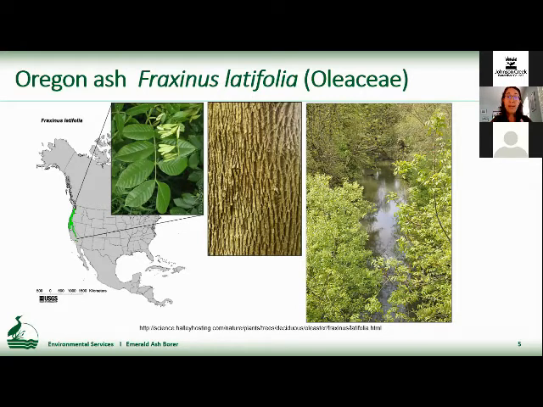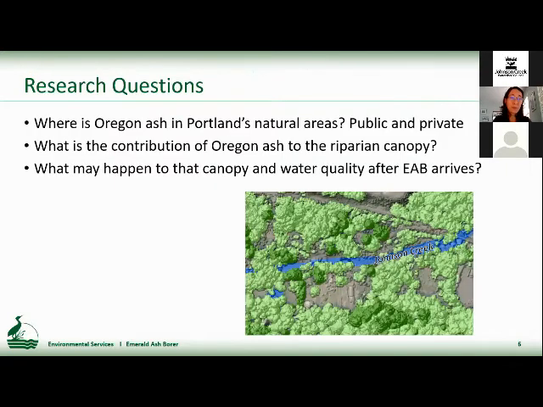So it's our one native ash species here. So it really is our species of concern that if the emerald ash borer comes in, the potential loss of this entire species from our region is entirely possible.